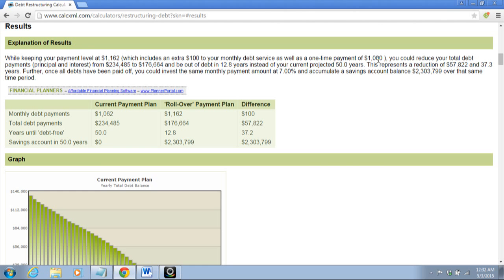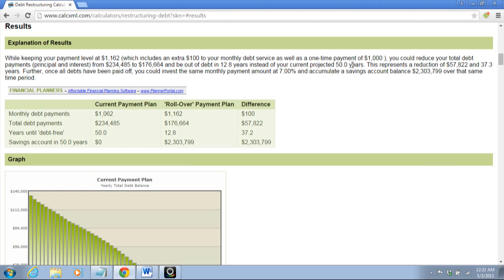Okay. So you could reduce your total debt payments, principal and interest, from $234,485 to $176,664, and be out of debt in 12.8 years instead of your current projected 50 years. So if they were to keep on paying the way they're paying right now, it'll take them 50 years to pay off their debt. But if they use this debt method, it'll take them 12.8 years instead of 50 years.